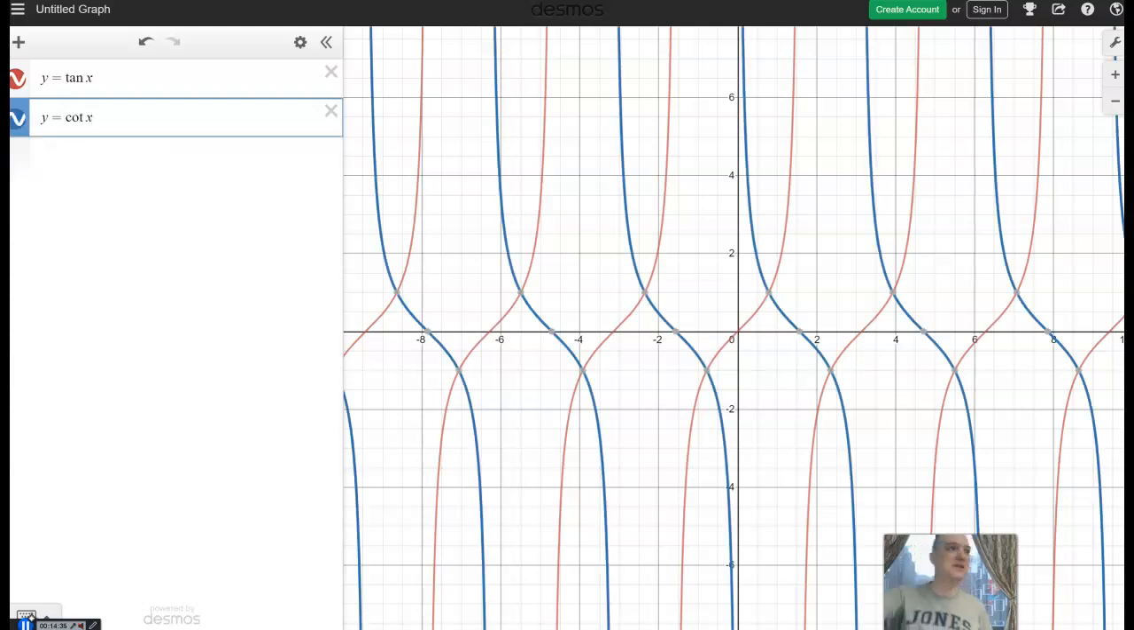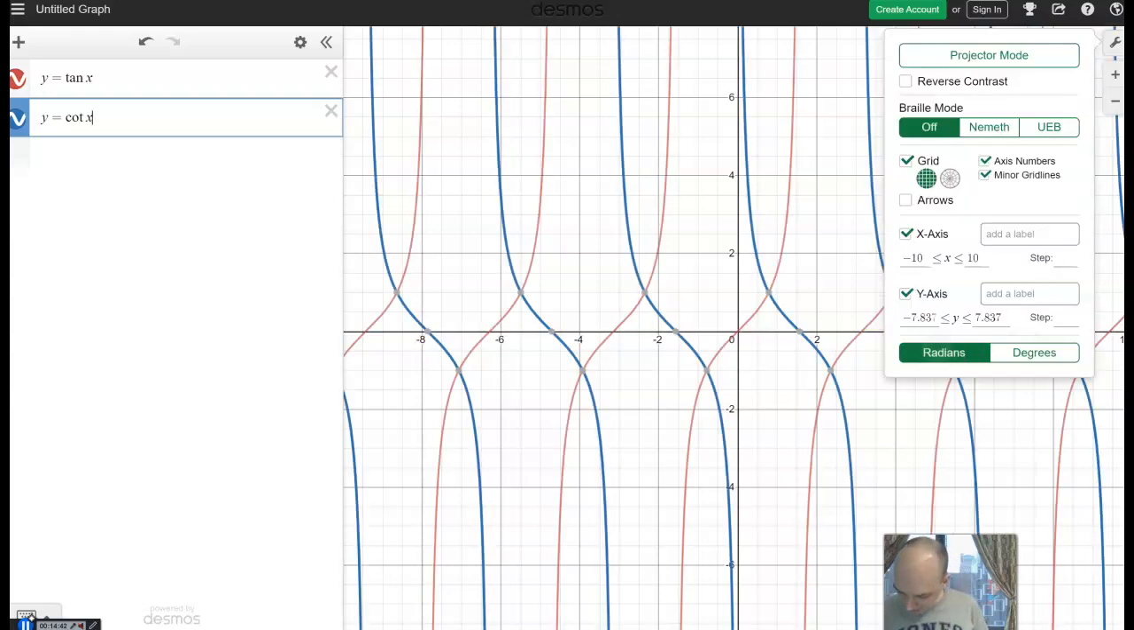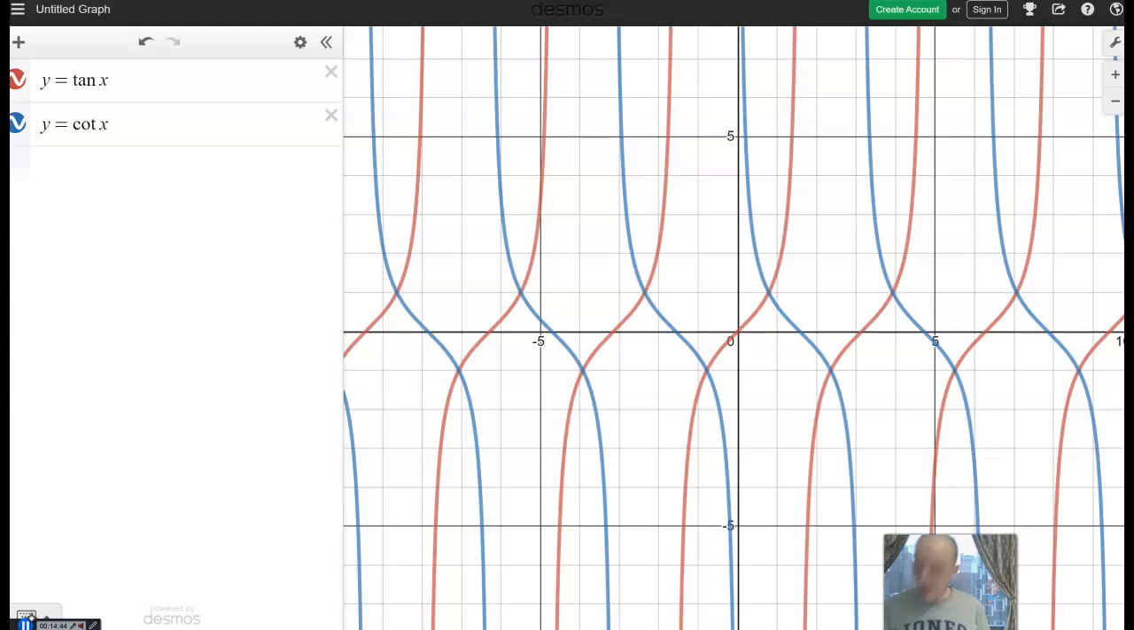If I plot cotangent, you can see it's now a decreasing function instead of an increasing function. But also importantly, the asymptotes are different. The asymptotes are shifted over. So it's not just that cotangent is a reflection of tangent, it's actually a reflection and a shift if you wanted to transform one into the other. All right, we're gonna pause here.